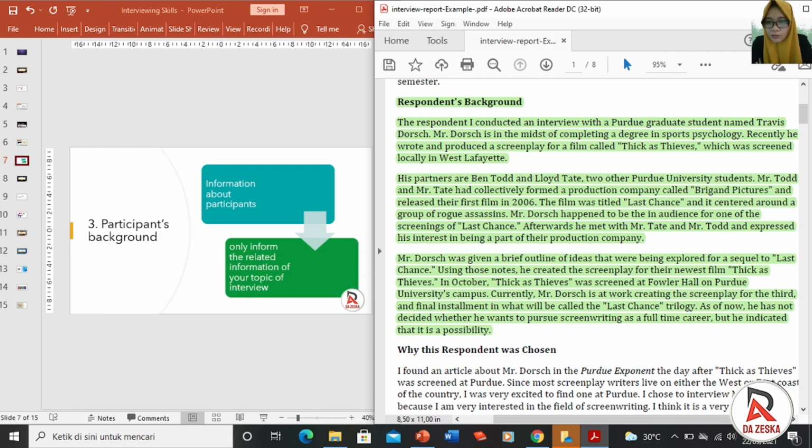In October, Thick as Thieves was screened at Fowler Hall on Purdue University's campus. Currently, Mr. Dorsch is at work creating the screenplay for the third and final installment in what will be called the Last Change trilogy. As of now, he has not decided whether he wants to pursue screenwriting as a full-time career, but he indicated that it is a possibility. So I think this is a nice portion of information about the participant's background. You may also think about your assignment: what is the background of your participants or respondents? What details are needed to inform listeners in your presentation? You've got to think about that.